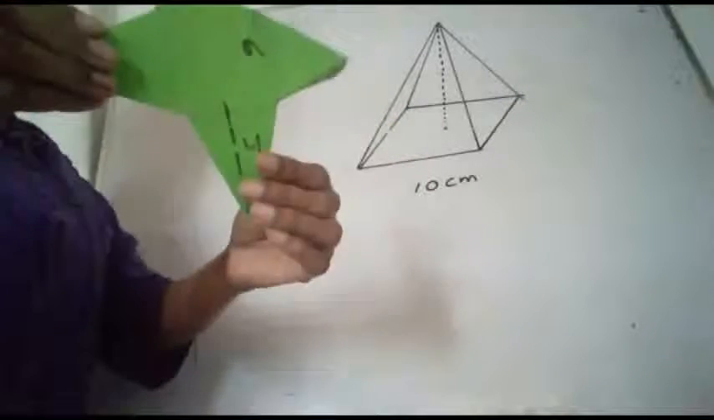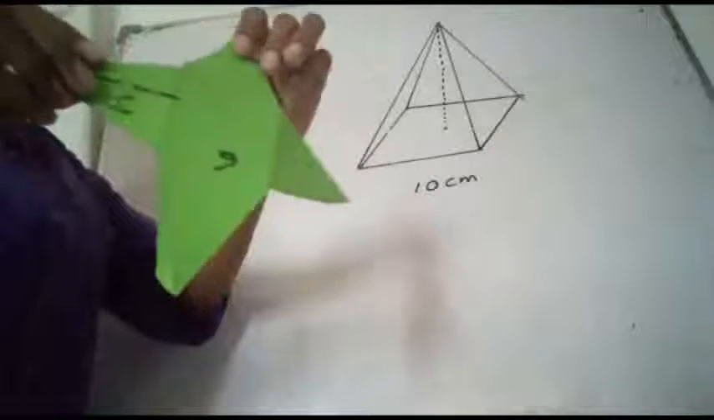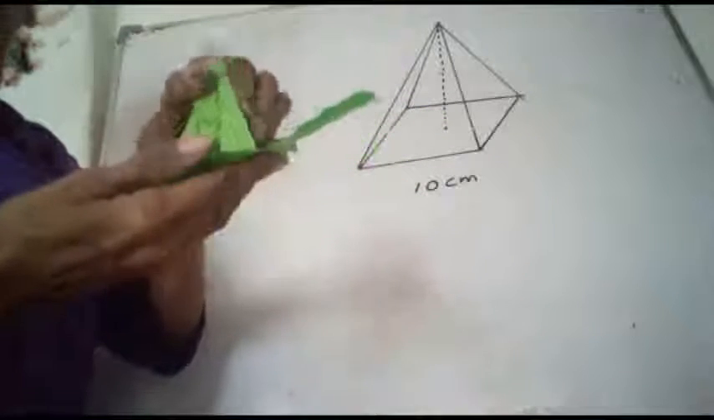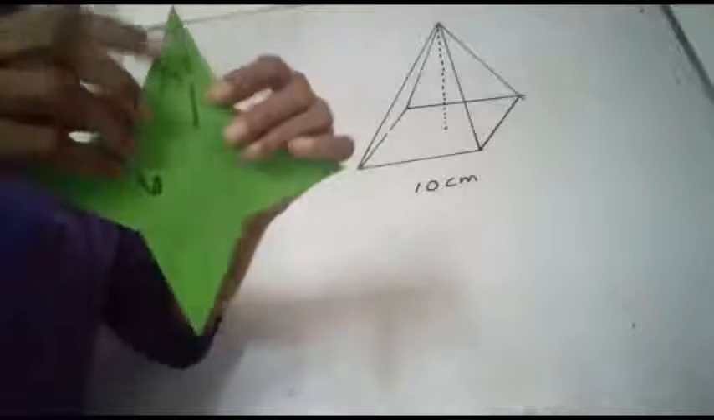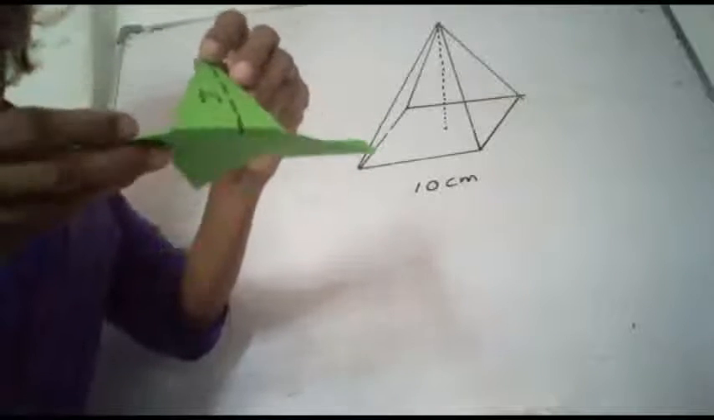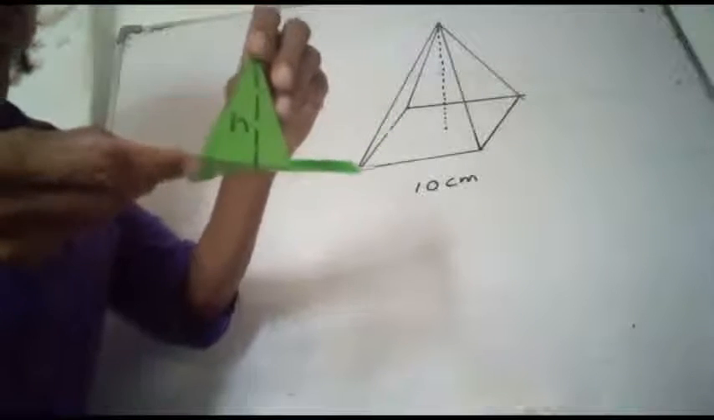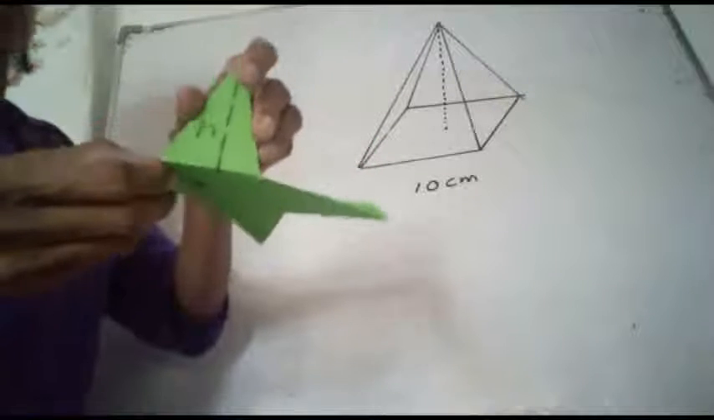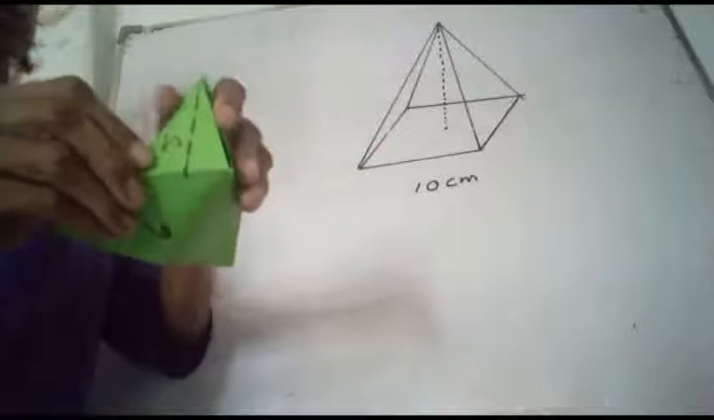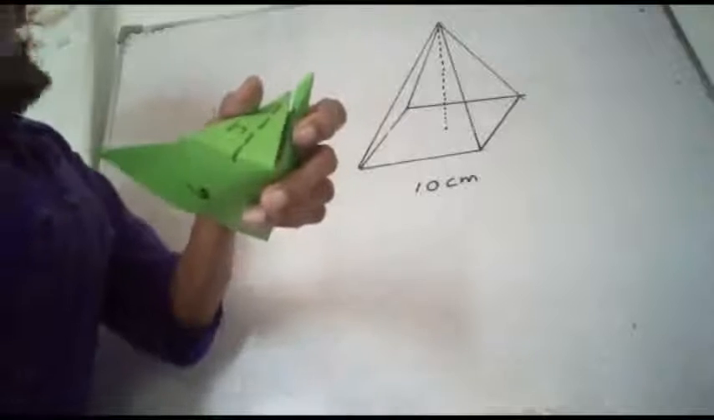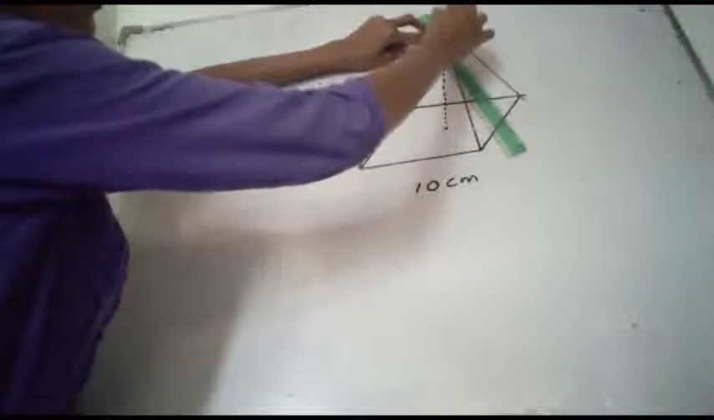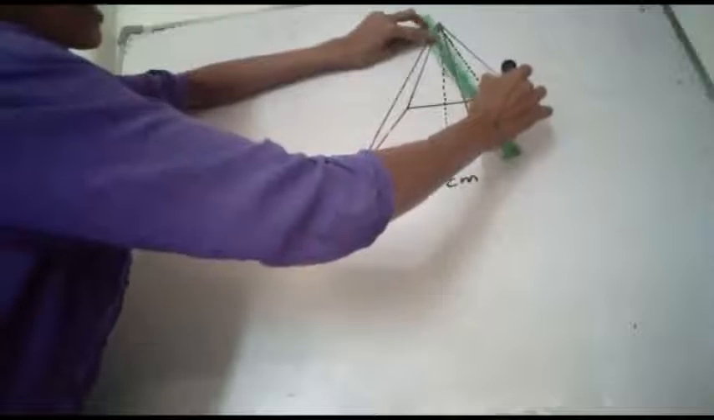Area of all these four triangles are equal. This is the perpendicular height of this triangle. These triangles are equilateral triangles. Sometimes they may be different. This is the perpendicular height of the triangle. Perpendicular height of a triangle.